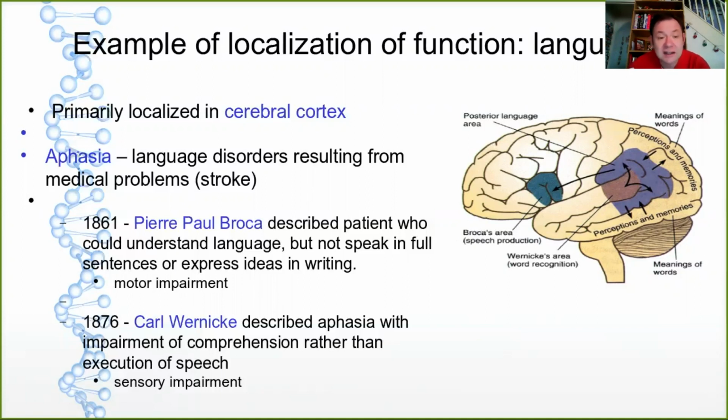In 1876, another scientist, Carl Wernicke, described an aphasia with impairment of comprehension rather than execution of speech. So this person could not understand language, even though he could make all the relevant sounds. Again, upon examination of his brain, it turned out that part of his brain was damaged, and this part of his brain later became known as the Wernicke's area. So this is where word recognition resides, or at least partially. Obviously, these areas all interconnect, and they interconnect with association areas around them as well, so that you can bring all this together to understand and comprehend and use language.